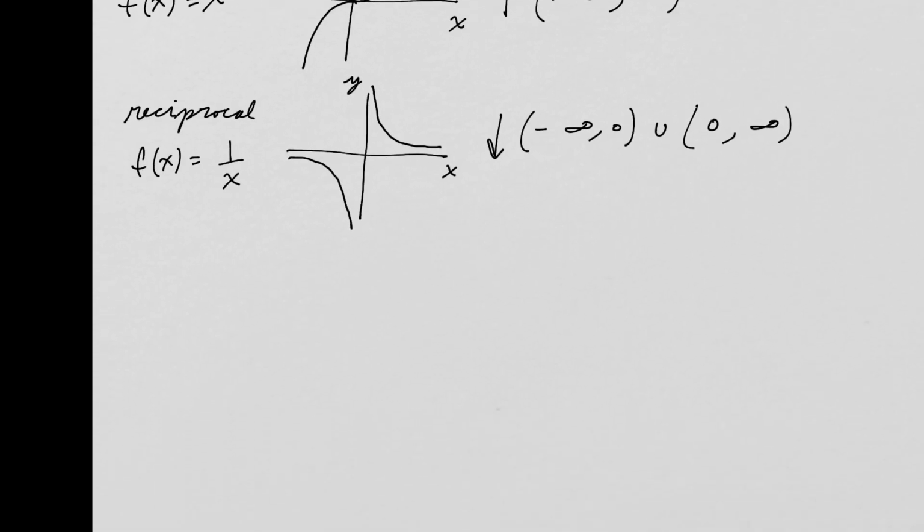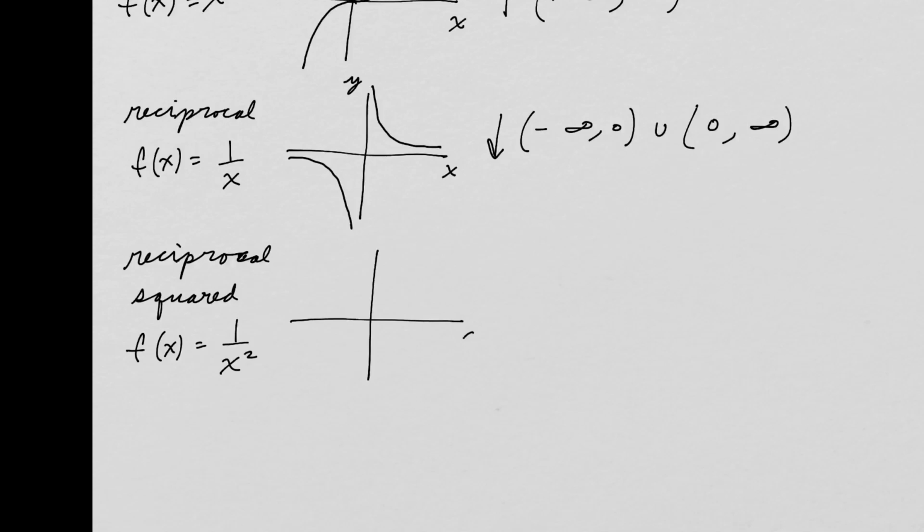Then reciprocal squared. So f of x equals 1 over x squared. So that was like this. In this case, it's decreasing from 0 to infinity, and it's increasing from negative infinity to 0.